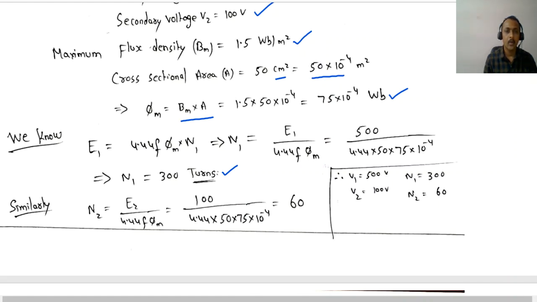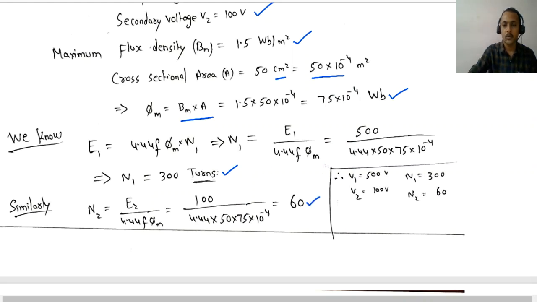Clear? Now what about N2? N2 will be E2 by 4.44 F phi m. E2 is given, 100, whole divided by 4.44 into 50 into 75 into 10 power minus 4. We will get 60. N2 is 60.